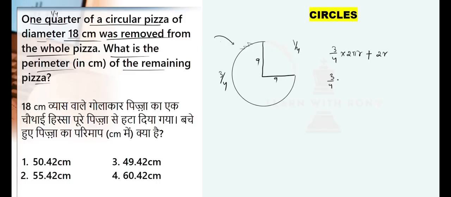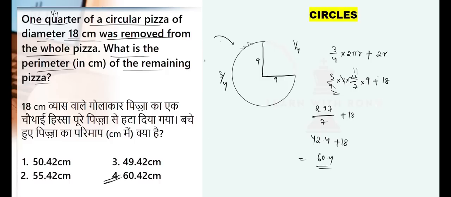So 3 by 4 times 2 pi, 22 by 7, radius is given as 9, plus 2 times the radius, 2 times 9 is 18 centimeters. If we cancel 2 2s, 2 11s, 3 9s 27, 27 11s, how much? 7 9s 297 divided by 7, plus 18. 7 4s 28, 17, 7 2s 14, 30, 7 4s 28, 2, 42.4 something, plus 18. So 42.4 plus 18, 60.4 is our answer, which is option number 4.